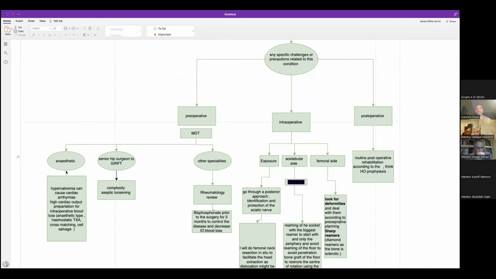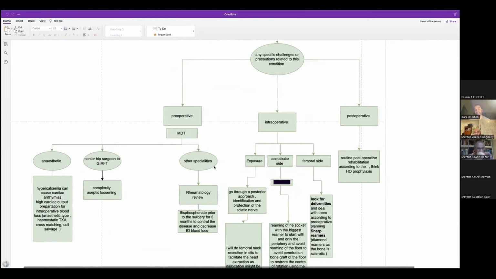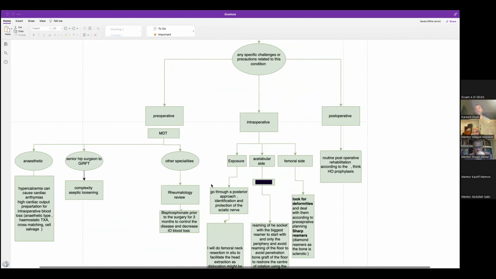For the anesthetic review, I need a senior hip surgeon to review because of the complexity and higher risk of aseptic loosening. Among other specialties, I need to refer the patient to rheumatology because he might need optimization by bisphosphonate prior to the surgery to decrease intraoperative bleeding and heterotopic ossification.